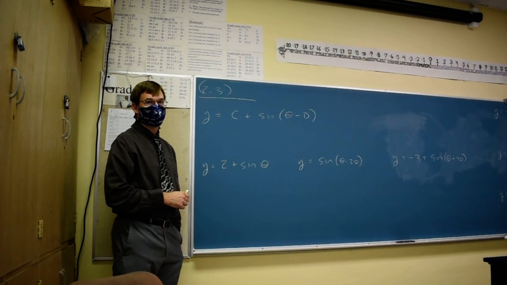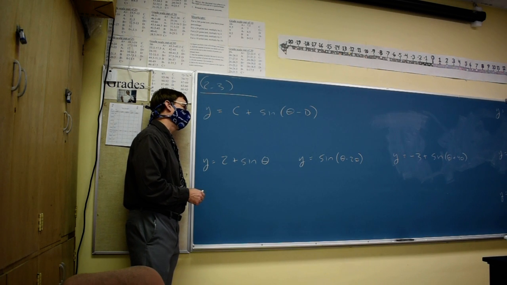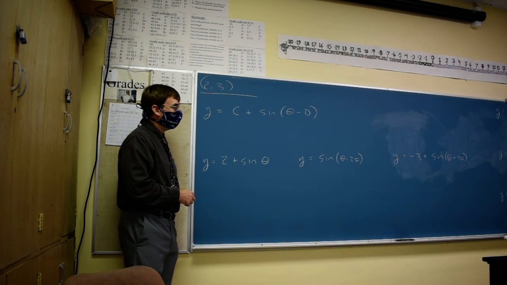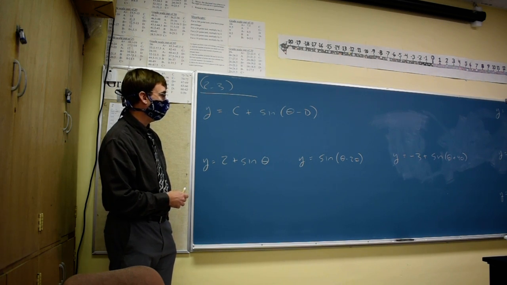Okay, so 2.3, away we go. Similar somewhat to yesterday, because we're graphing a thing called sinusoids, which is sine and cosine graphs.